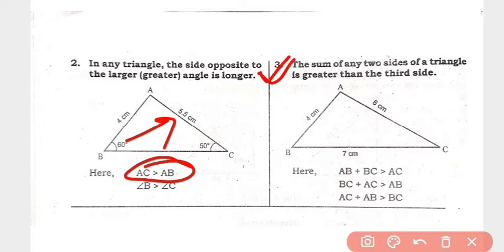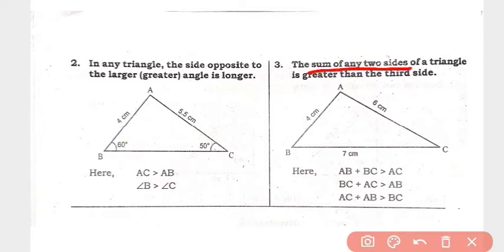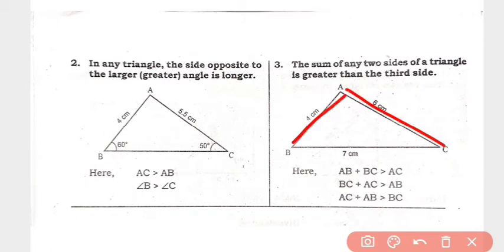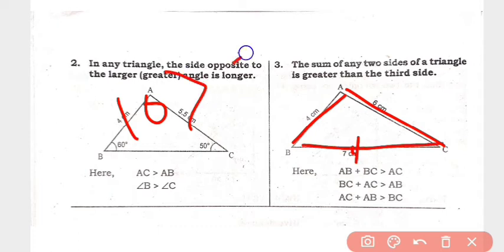Now see this third property: the sum of any two sides of a triangle is greater than the third side. Here, let AB equal 4 centimeter, AC equal 6 centimeter and BC equal 7 centimeter. So AB plus AC, that is 4 plus 6, equal to 10, and this 10 is greater than BC. BC is 7.